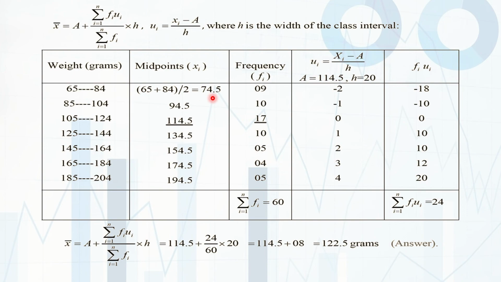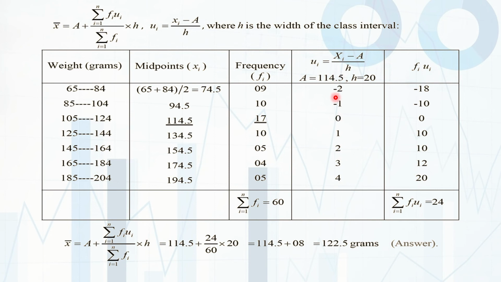You may pause the video and check whether it is minus 2 or not. 94.5 minus 114.5 divided by 20 would give you minus 1, and so on. So you see that now the values of u are very simple. They are low in magnitude, or they are low numerically. So minus 2, minus 1, 0, 1, 2, 3, 4.